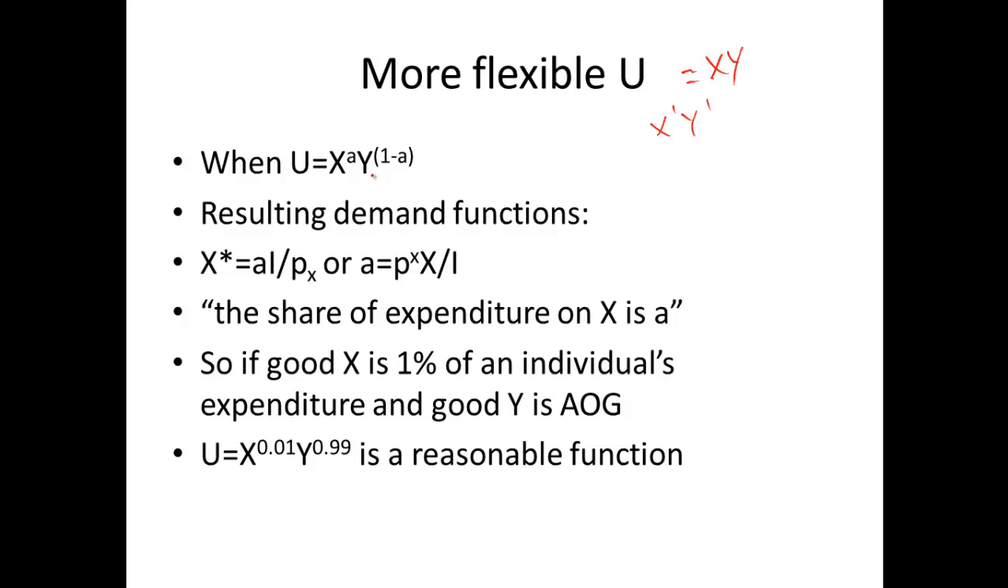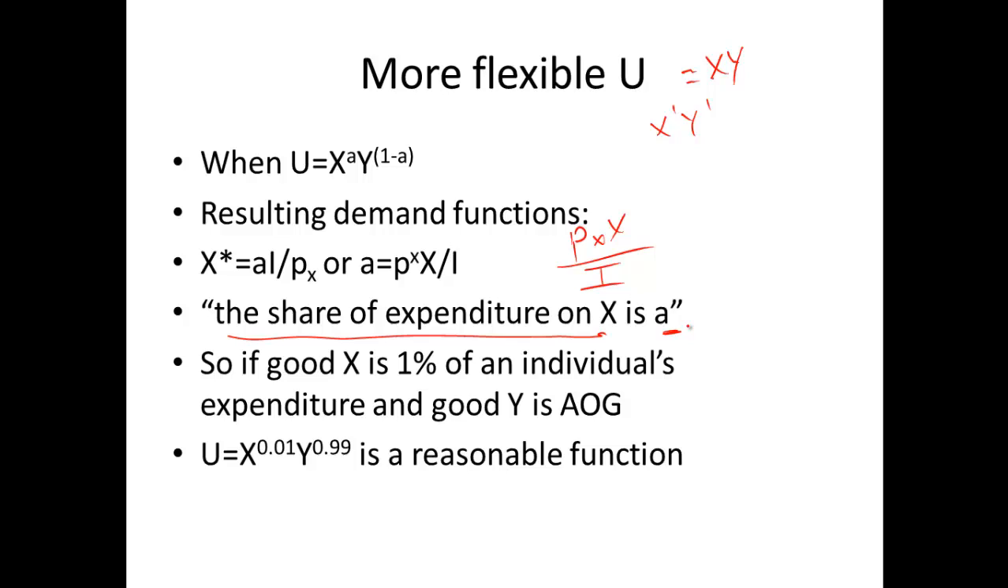Now it turns out that the demand functions that result from that would be the following. X star equals a times I over px, or another way to say it is a equals pxx over I. Well, what does that mean? So this px times x, that's expenditure on x. Expenditure on x as a share of income is the share of expenditure that's on good x. And what we're saying is, with this utility function, the share of expenditure that's on good x is this thing, a.